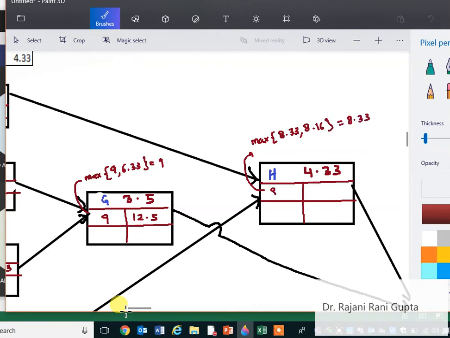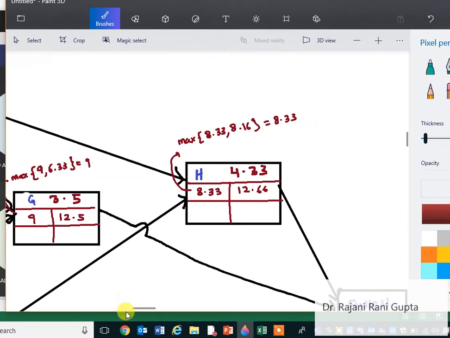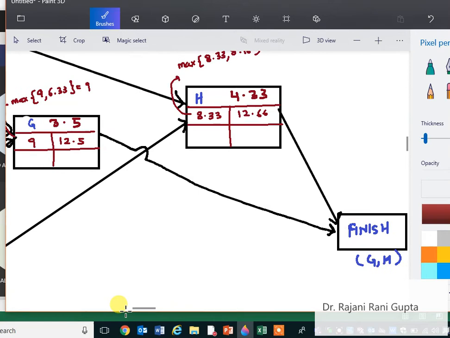8.33. So it gives you 8.33. Now when you add it, 12.66. Now here what you can see, activity G and H are going to be the last activities. So we say that the project is completed only once both the activities are completed. Okay, so activity G gets completed in 12.5 days, whereas activity H gets completed in 12.66 days. So the entire project will get completed only once activity H gets completed.